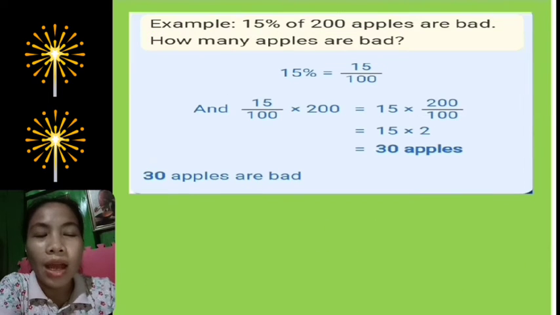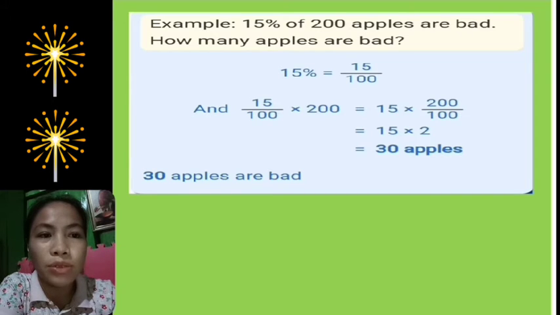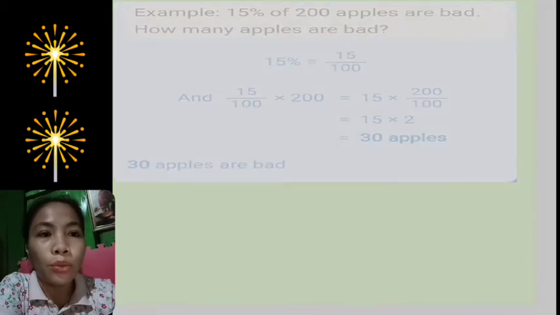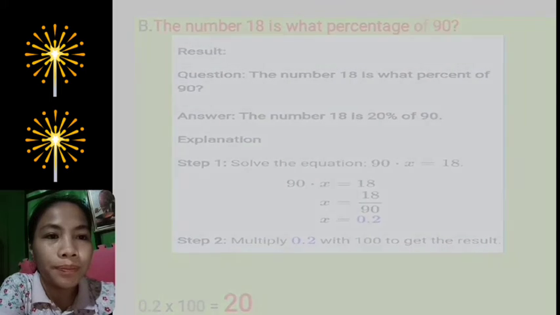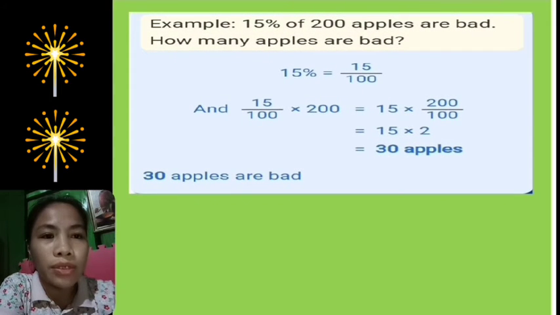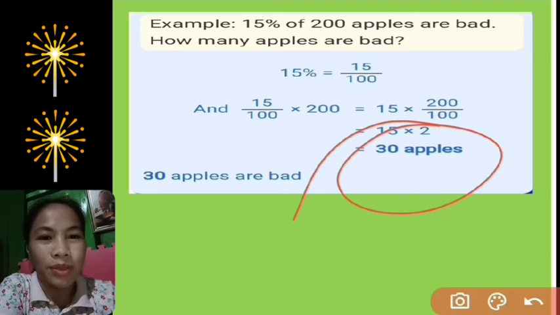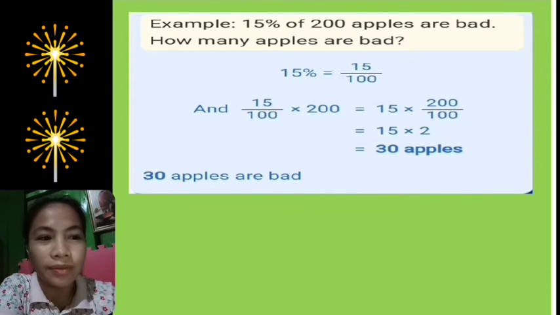Next, 15% of 200 apples are bad. How many apples are bad? 15 divided by 100 times 200 is equal to 15 times 200 over 100. So 15 times 2, where we get 2 because 200 divided by 100 is equal to 2. 15 times 2 is equal to 30 apples. So 30 apples are bad.